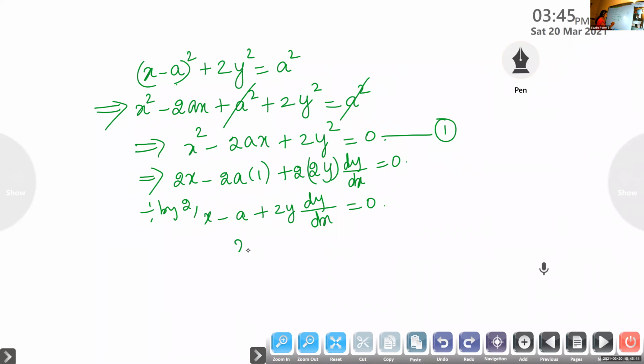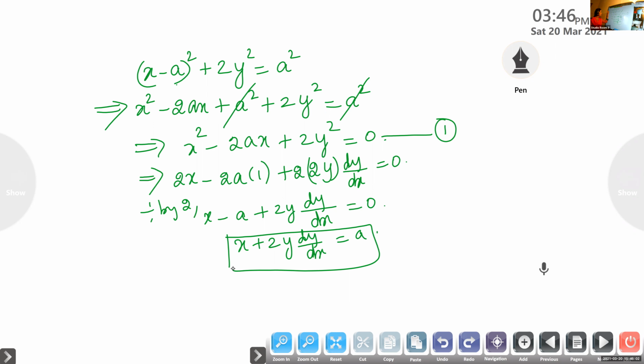From here, x plus 2y into dy by dx is equal to a. We got the value for a, isn't it? We want to eliminate a, and from here we can find out the value of a. Up to this, is it clear, children? Up to this, is it okay?